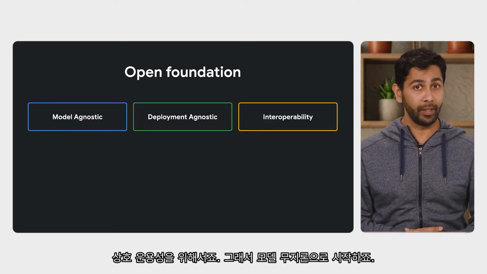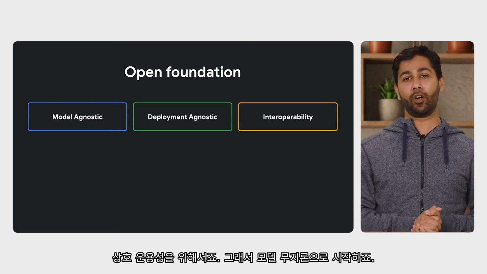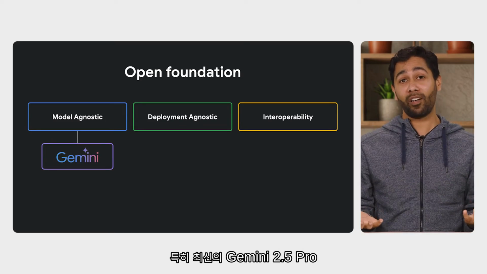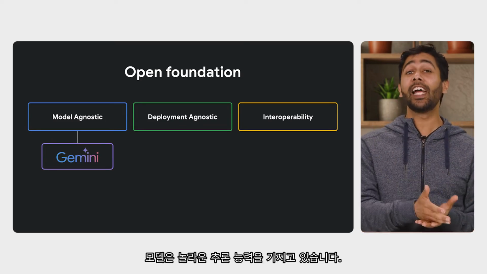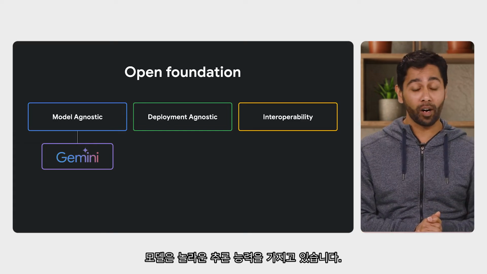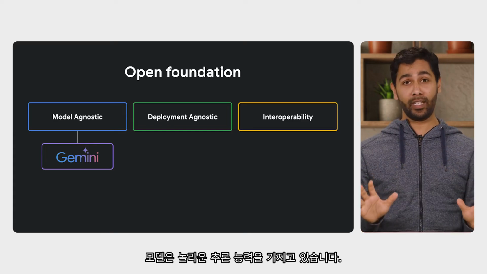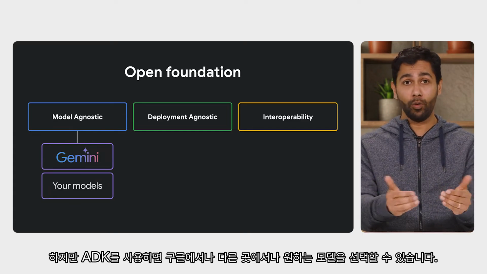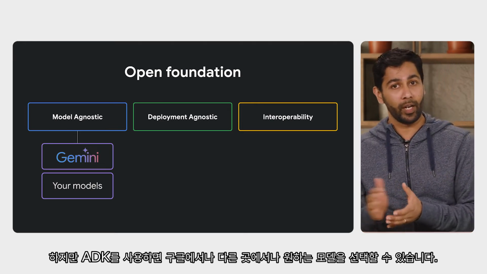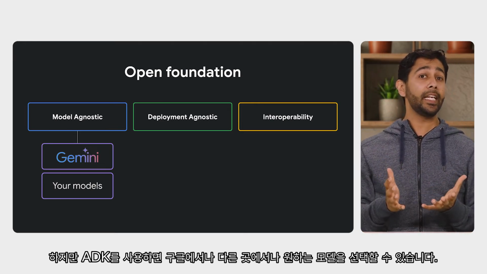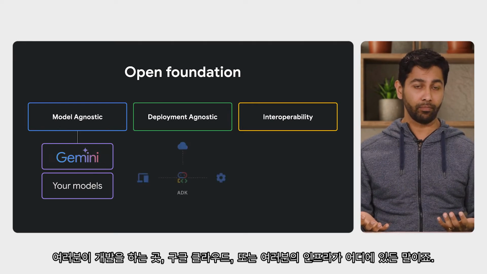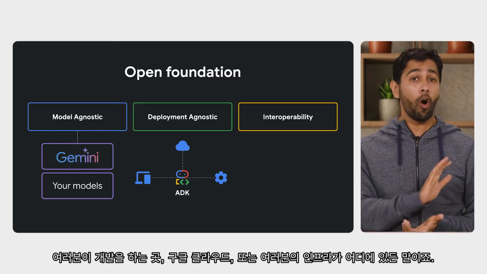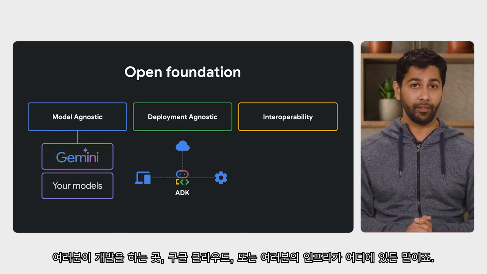To us, a truly open foundation means it is model agnostic, it's deployment agnostic, and built for interoperability. So starting with model agnostic. Look, we obviously love our Gemini models, and especially the latest Gemini 2.5 Pro model, which has amazing reasoning capabilities. But with ADK, you can choose any model you want to use, whether it's a model from Google or anywhere else. ADK is also deployment agnostic. It can run locally wherever you do development, or on Google Cloud, or wherever your infra happens to live.